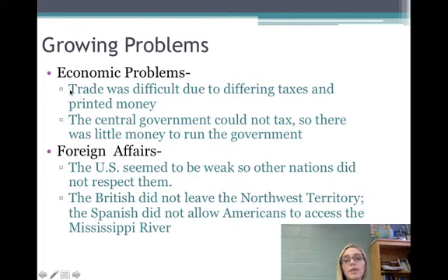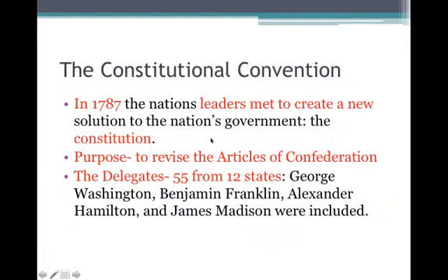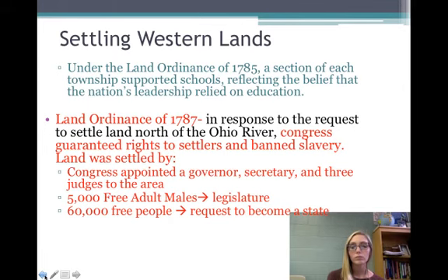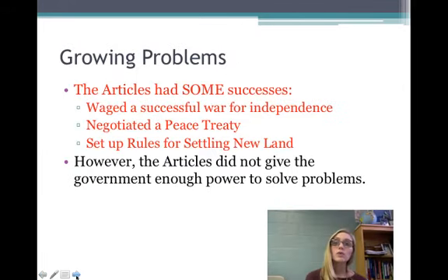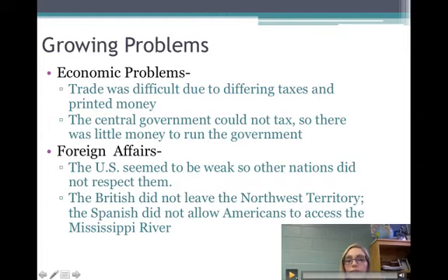Some of the problems that the Articles had were economic. Trade was very difficult because the national government did not have a way to issue taxes or print money. So the states had that power. And because they did not get taxes, there was little money to run the government.